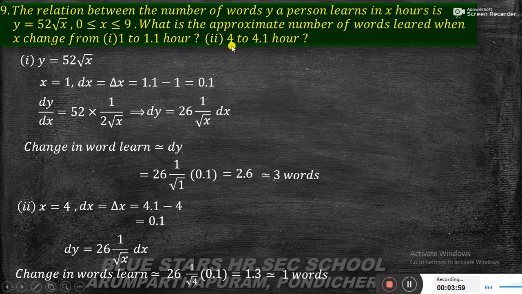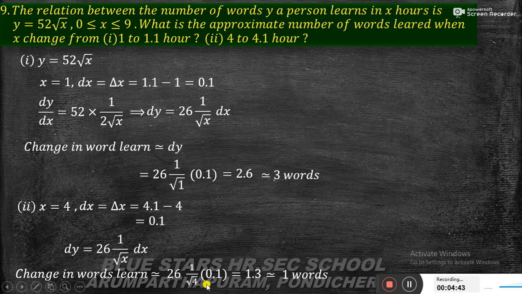Next, they ask about the question. The man learned words from 4 to 4.1 hour. So I take x equal to 4 and dx equal to del x, that means I subtract the first value from the second value. So 4.1 minus 4 equal to 0.1. Therefore, dy, already we calculated the dy equation. Dy equal to 26 into 1 by root x into dx. Now I substitute. Change in words learned, that means 26 into 1 by root of the x value 4, into dx value, dx equal to 0.1.